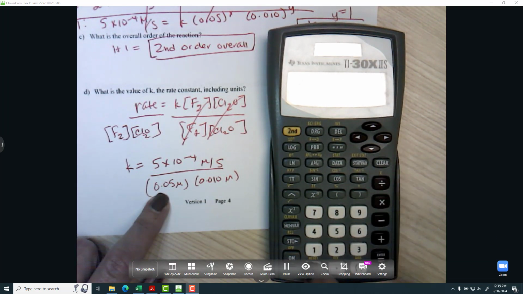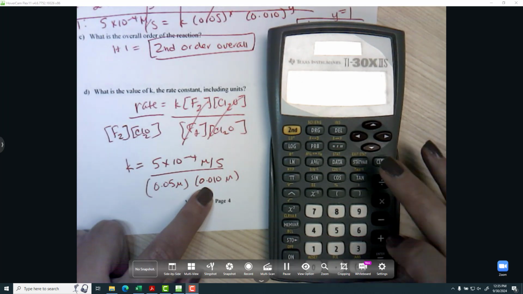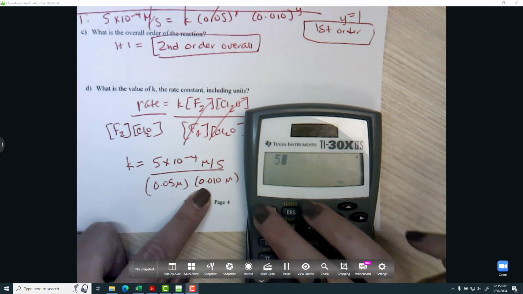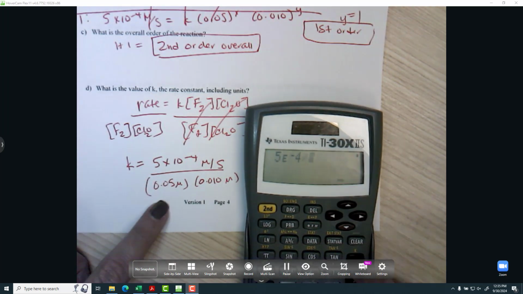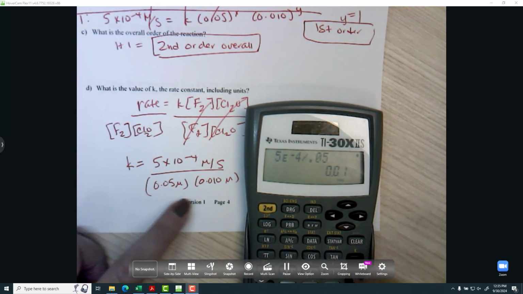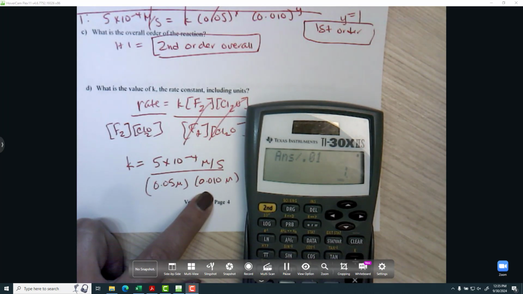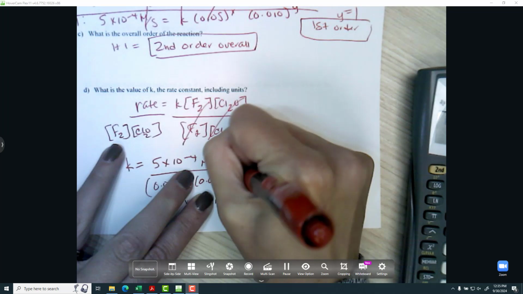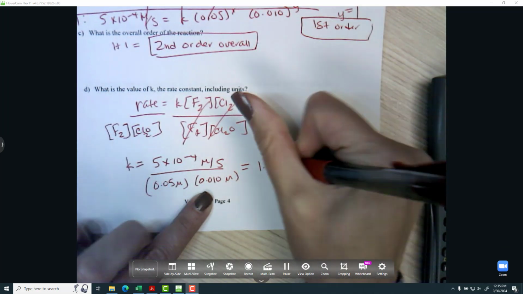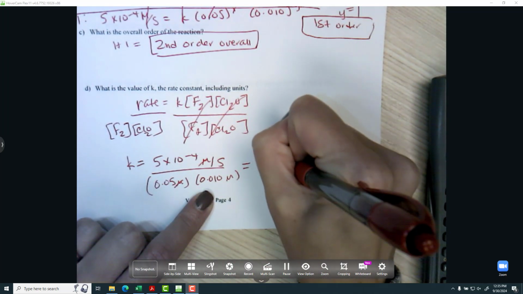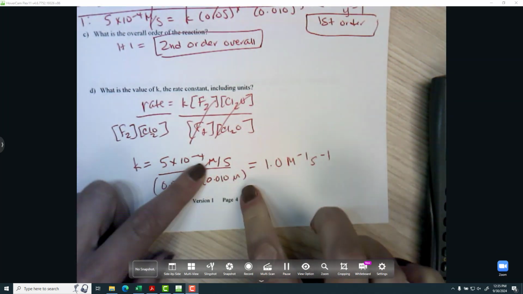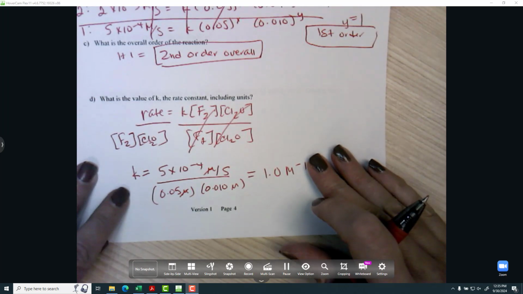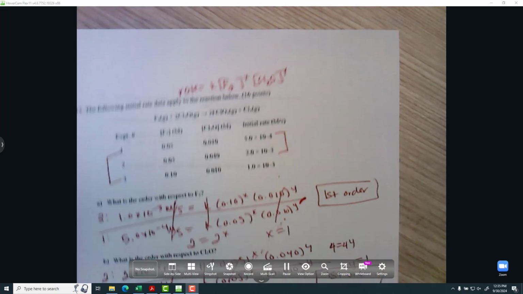I don't know if you can see because of the glare. Let me move. There we go. All right, 5 times 10 to the minus 4 divided by 0.05 divided by 0.01, and I just get 1. I do want my answer to be to 2 sig figs probably because most of my data had 2 sig figs. Anyway, 1 or 2 sig figs. It looks like some of the data only has 1. I put 2. And then my units, one of the molarities cancels, and I get 1 molarity in the bottom and 1 seconds in the bottom.